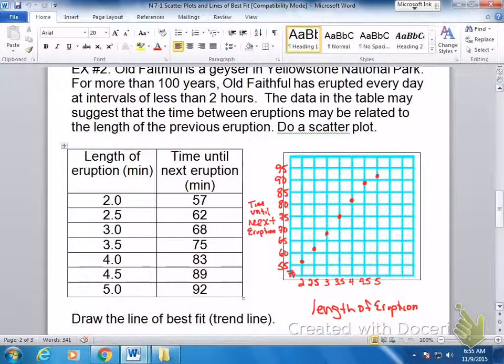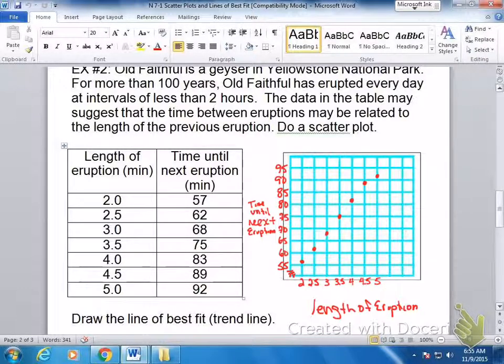So I went ahead and plotted all my points. I labeled my axes. It looks like my x values are going to be the length of the eruption. It looks like my y-axis is going to be the time until the next eruption. The length of times they gave me, the x values, varied from 2 to 5, going every 0.5. So I started at 2 and went up 0.5 every time. The time until the next eruption looks like it varied from about 57 up to about 92. So I started at 55 and went up by 5s. All I did was plot my points.